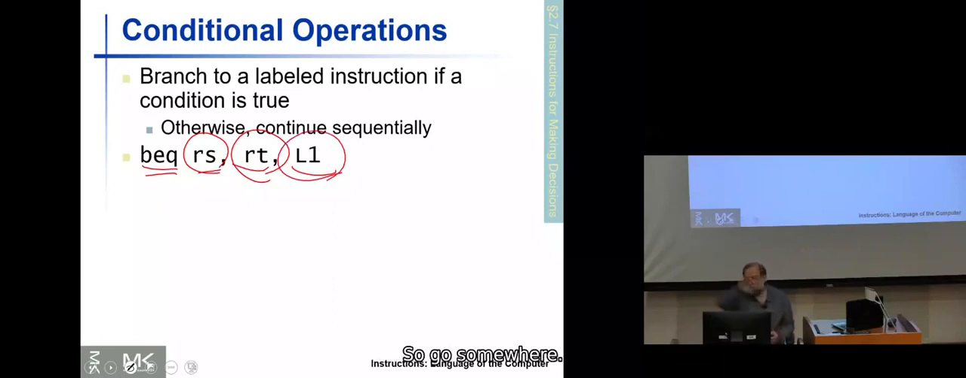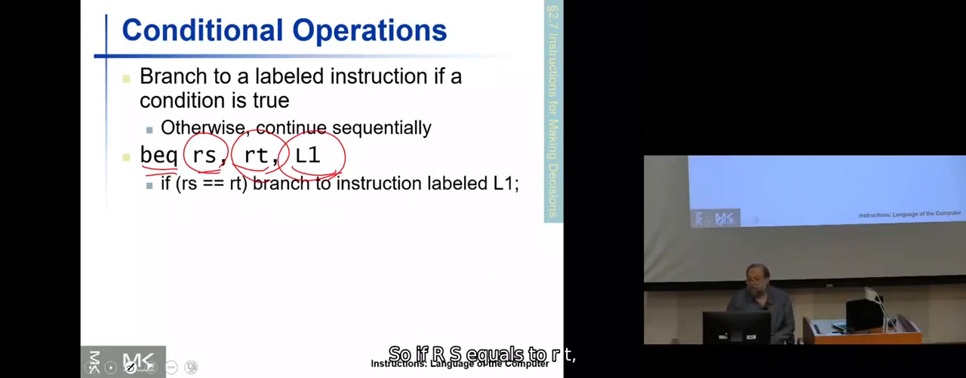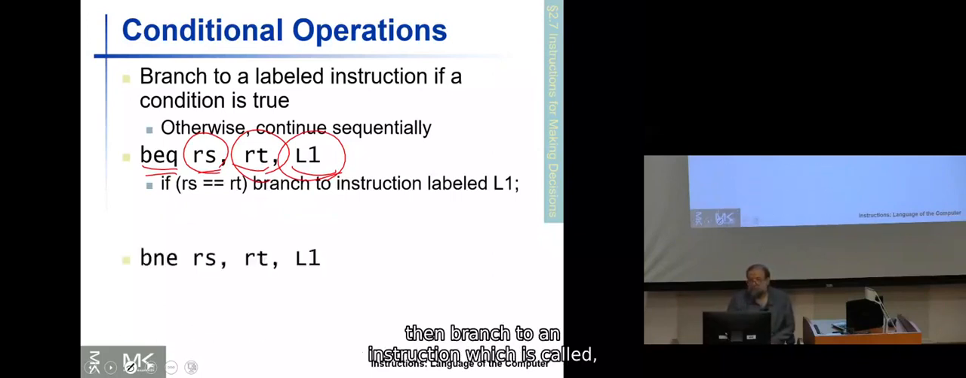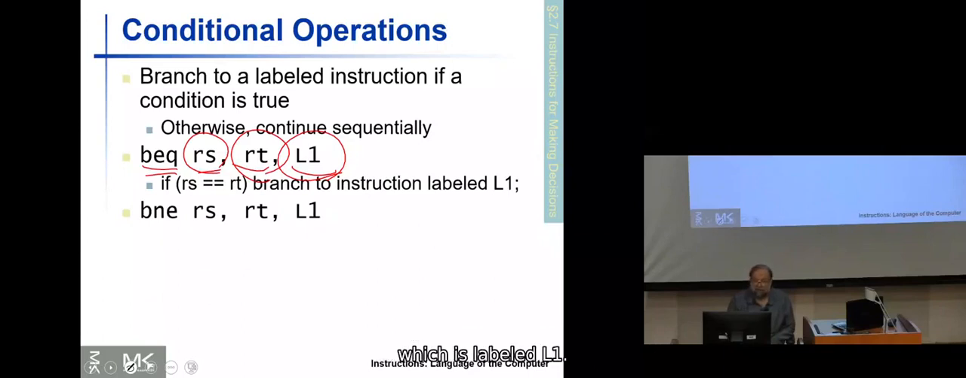What does it mean? So go somewhere. It's like writing if in a C program. So if RS equals RT, then branch to an instruction which is labeled L1. The other instruction is branch on not equal. If RS is not equal to RT, then go to L1. And then what about else? If it is not true, what happens?